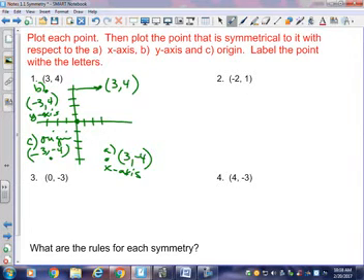Well, let's try number 2. Do you think it's going to make any difference no matter what quadrant I start in? Well, maybe, I don't know. Let's see. So the original point is over negative 2, up 1. This is our original point.